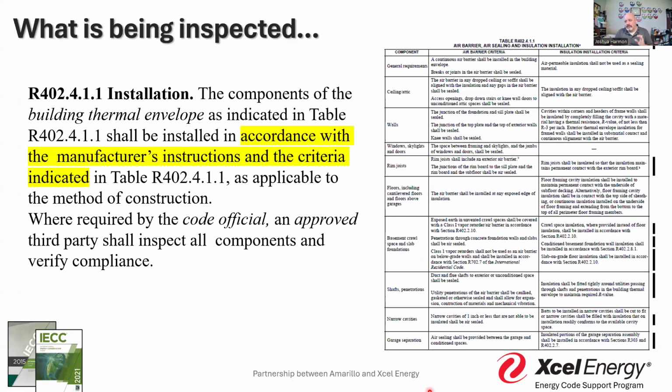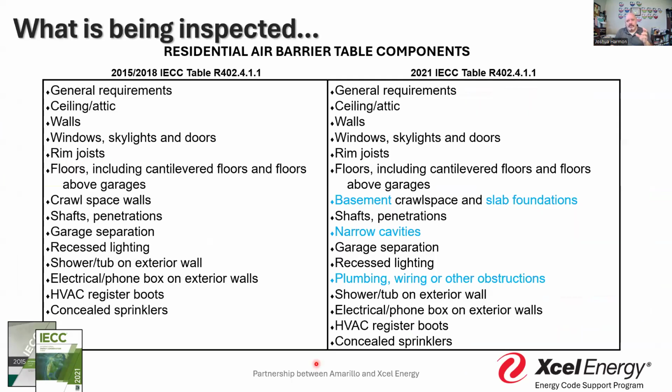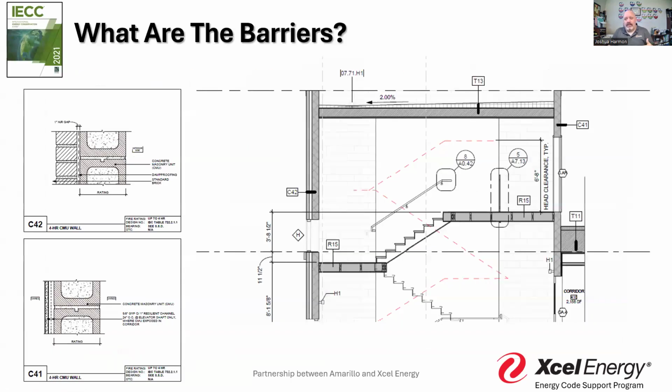Now remember, when we talk about those components that are part of that air barrier testing, we're talking about, again, these types of assemblies and components, right? And the difference between the 15 and the 18 and the 21 is just some further refinement and clarification. But again, it really does drive back at the question of what are the barriers? Where are they? What are they? And how are they being installed?